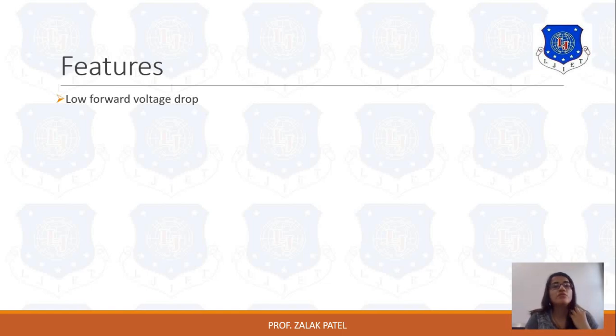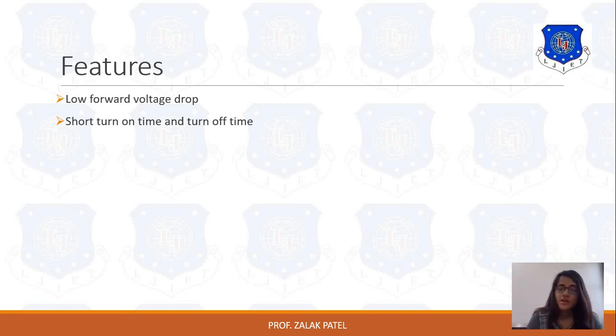Now let's see the different features of MCT. First of all, it provides a low forward voltage drop. Because of the low forward voltage drop, it affects its blocking capability. Next is short turn on and turn off time. Its turn on time is around 4 microseconds and turn off time is 10 microseconds, means both are in the range of microseconds, a very short duration. Because of this very short duration, it has a very fast switching time, means it easily switches from one state to another. Because of that, switching loss will be less in the case of MCT.